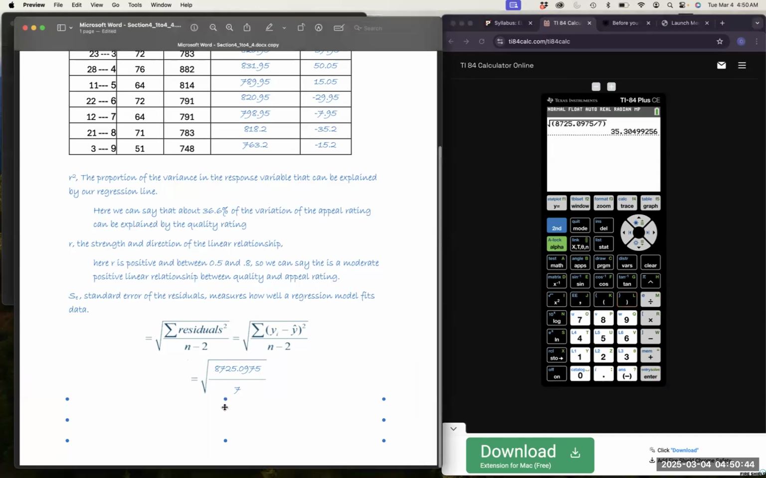So typing that into my calculator, I got 35.30 rounded to 2 decimal places. And so what that means, this tells us that the predicted appeal rating differs from the actual appeal rating by about 35 points. And so we're able to use the graphing calculator to compute our standard error.